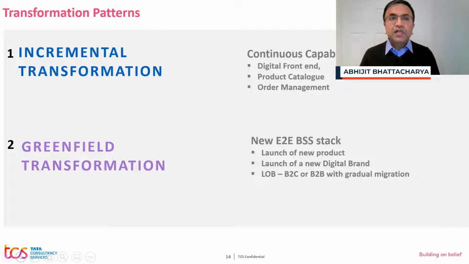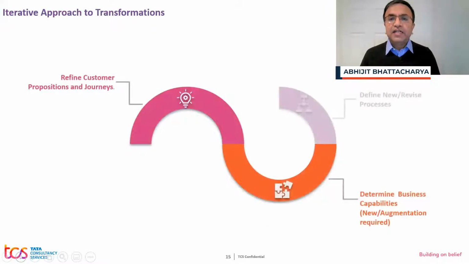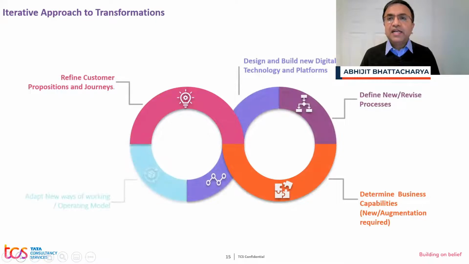Now that we have talked about the transformation pattern, what are the methodologies that telcos will take? Obviously, it has to be an iterative way. It has to be agile methodology. The times of the waterfall model are gone. You cannot afford to spend so much time on a large program. There have to be outcomes delivered much more frequently. And the approach here is starting with customer journey definition, into the business capabilities, then into the new revised processes, and then the technology platforms, and then deployment and adopting the new ways of working.